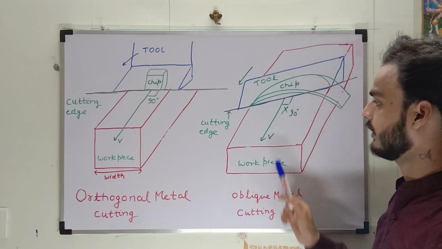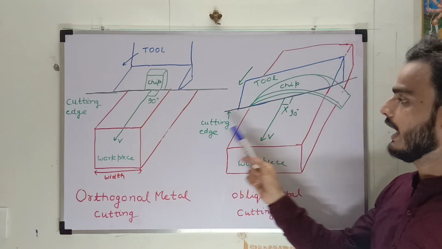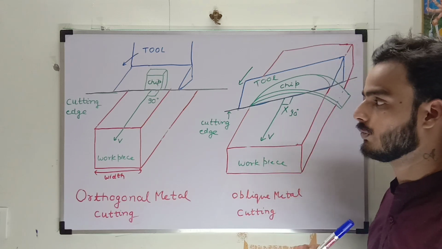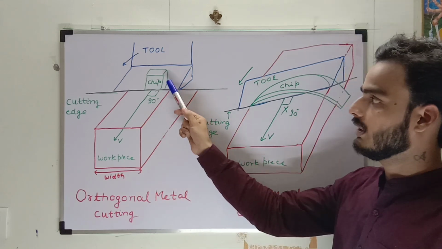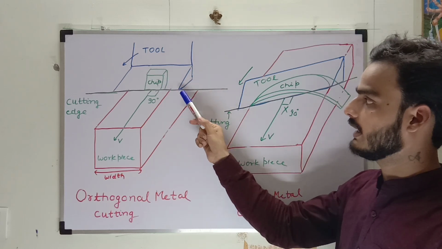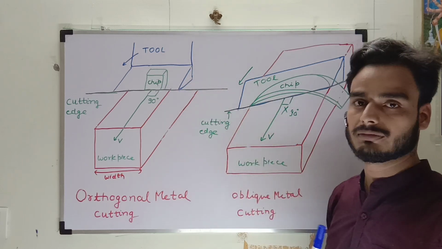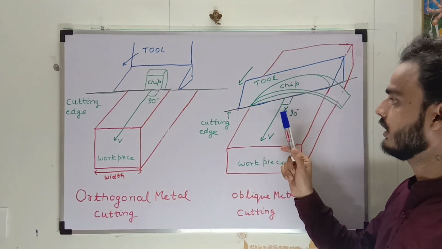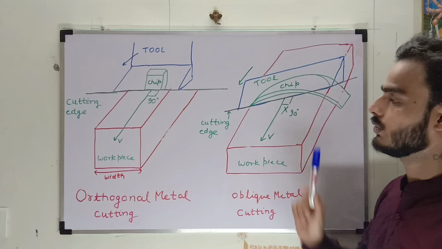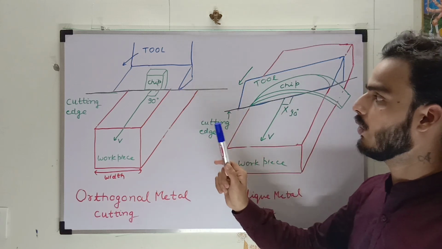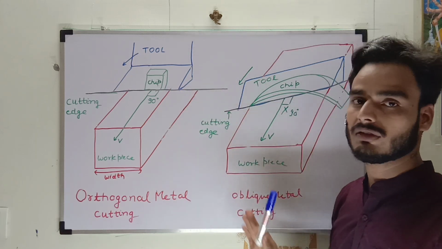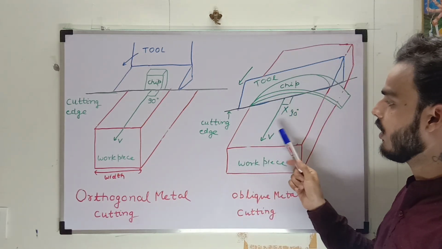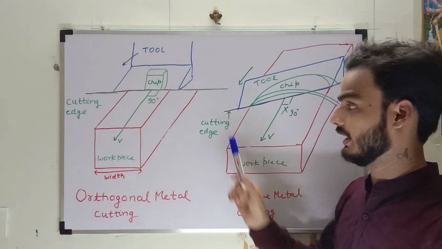But in oblique metal cutting, this is the cutting edge and this is the cutting velocity. They are not perpendicular to each other. So this is the first point. The second point is that the chip flows with chip velocity in a direction perpendicular to the cutting edge. But here the chip flows with chip velocity not in a direction perpendicular to the cutting edge. That means in orthogonal cutting, the chip will flow in a direction perpendicular to the cutting edge. This is the second point. But in oblique metal cutting, the chip flows in a direction not perpendicular to the cutting edge.